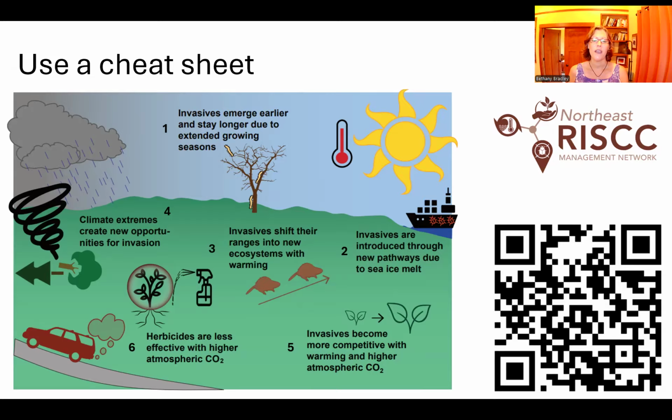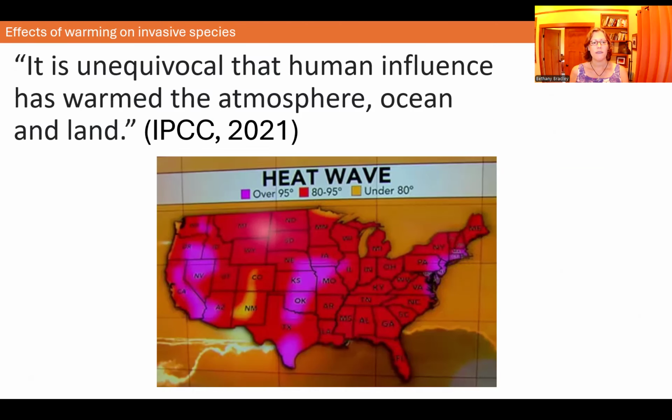All right, so starting with that first piece, the effects of warming on invasive species. The 2021 IPCC report, that's the Intergovernmental Panel on Climate Change, reported that it is unequivocal that human influence has warmed the atmosphere, ocean, and land. That's pretty much the strongest possible language that scientists are willing to use to show that climate change is happening and that it's caused by humans.